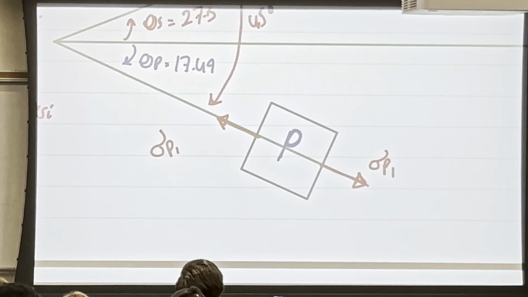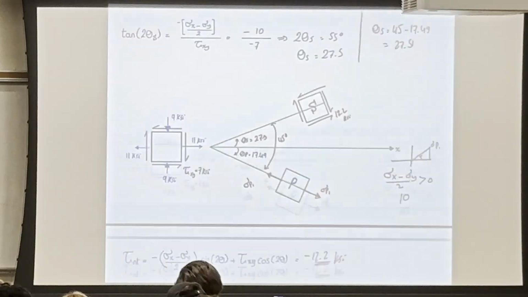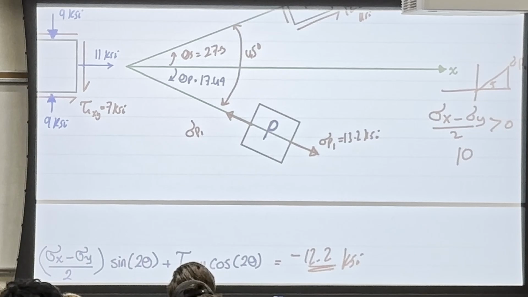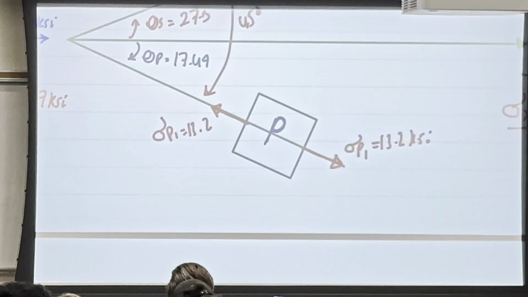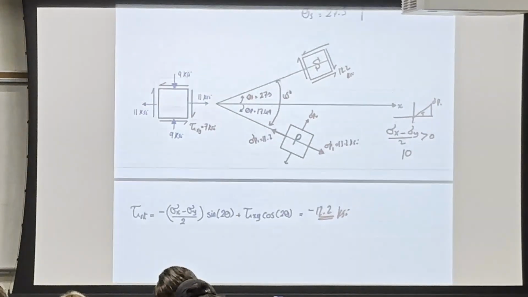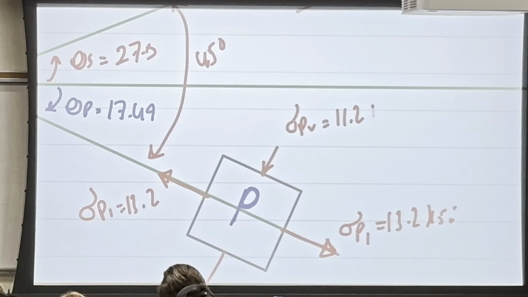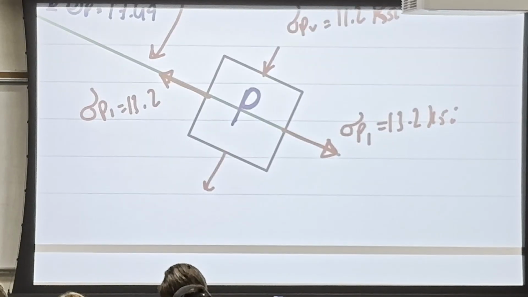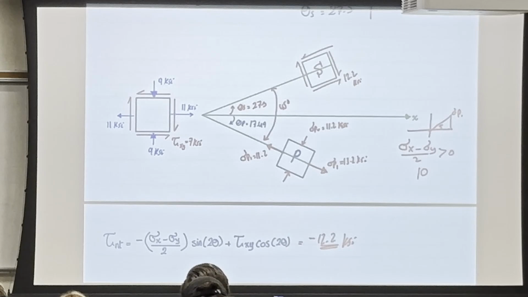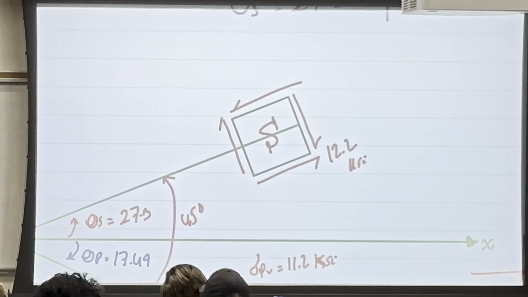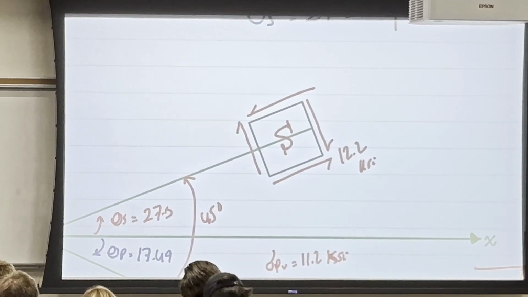Did I lose anyone? Okay, and sigma p1 here was equal to 13.2, and that's why I drew it in tension, KSI. And the orthogonal or the perpendicular plane here is going to be sigma p2, which is 11.2 in compression, not in tension, KSI. And of course, there are no shear stresses in this element. But what about the shear element? Will I have a normal stress or no?